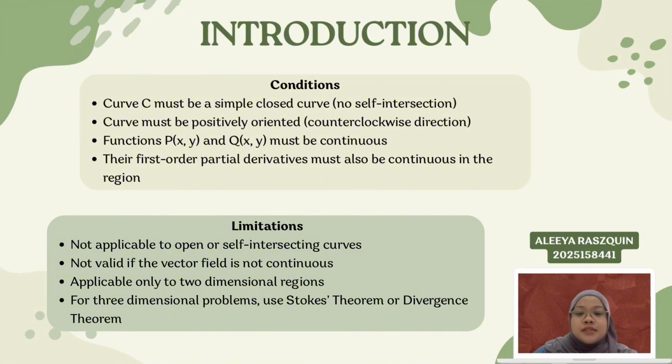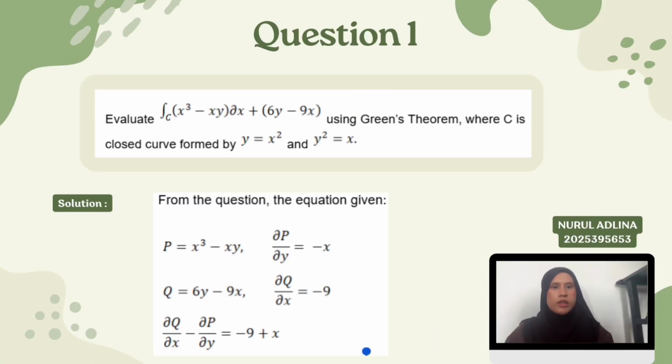or the divergence theorem. For question 1, we need to evaluate the equation using Green's Theorem, where C is a closed curve bounded by two equations, which are y equal to x squared and y squared equal to x. For the first step, from the equation given, dx has P and dy has Q. Then we differentiate P in terms of y, and we get negative x, and then differentiate Q in terms of x, we get negative 9.